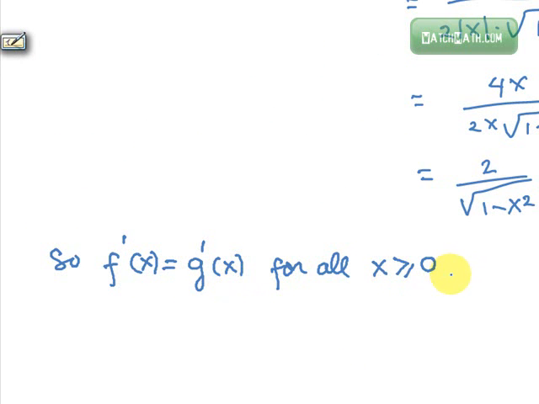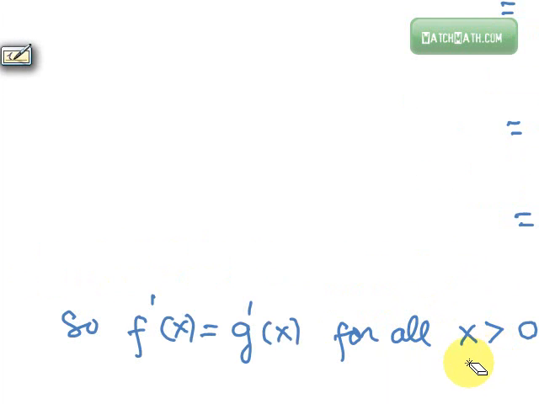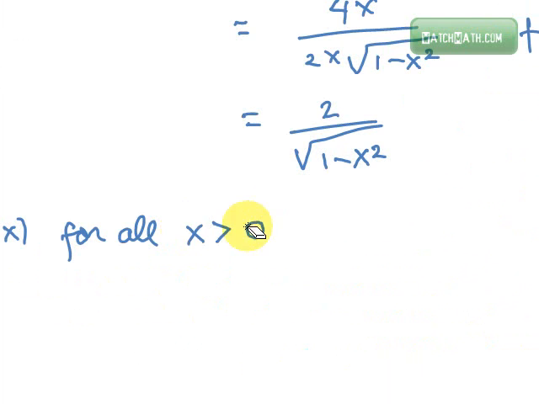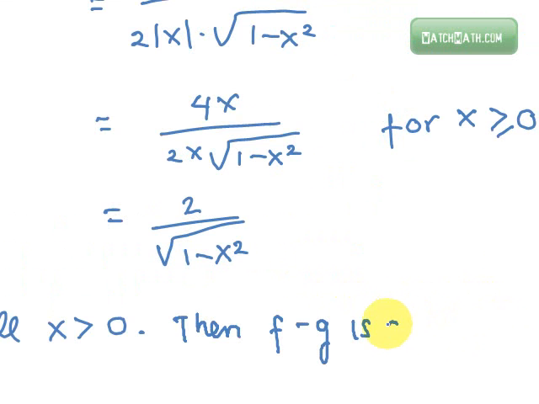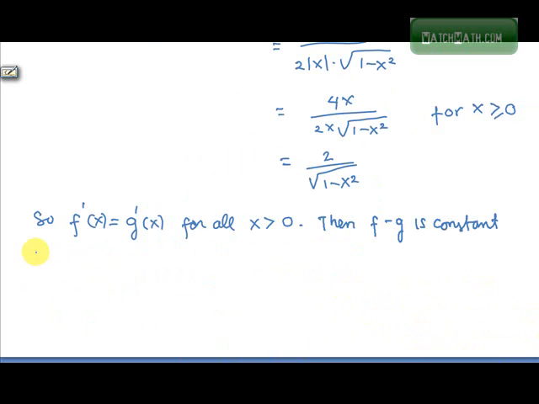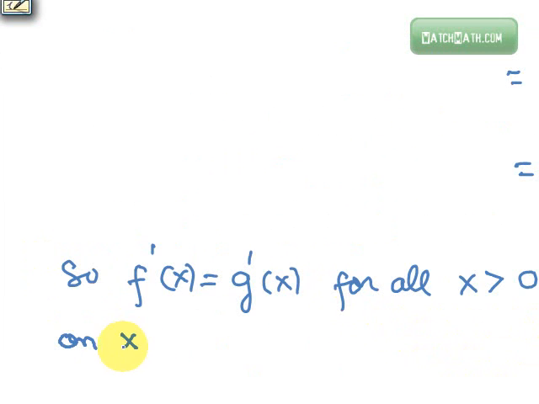Okay, so first we just use this fact for x bigger than 0, because we would just want to use the fact on the open interval. Since the derivative is equal on this open interval, then by the corollary f minus g is constant on x greater than 0.